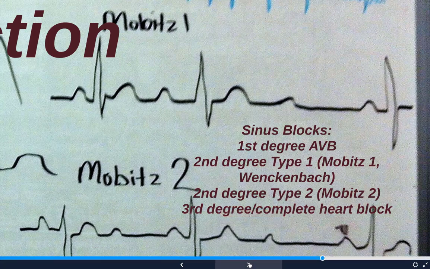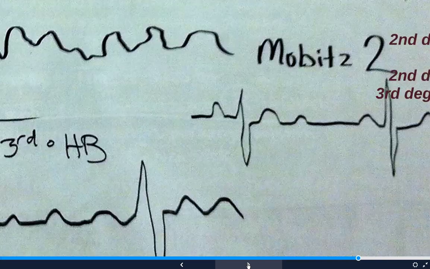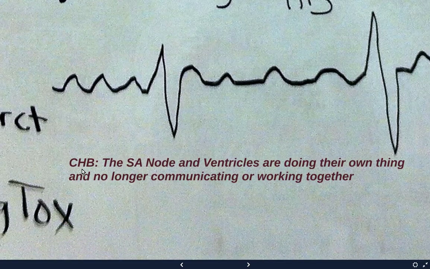And then let's talk about third degree heart block. With third degree heart block, it's also called complete heart block. The SA node and the ventricles are doing their own thing. There's no longer any communication or working together. So that AV node has technically shut down and decided to be its own pacemaker. The ventricles, you're going to have a ventricular rate, and the atriums are going to have an SA node rate.